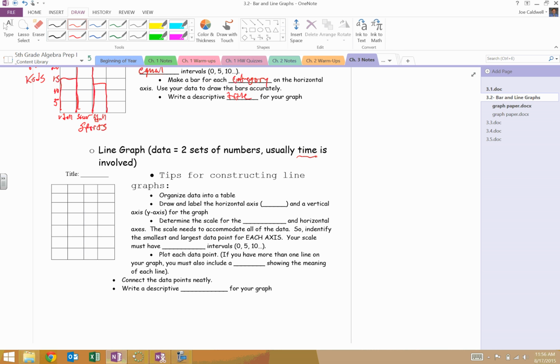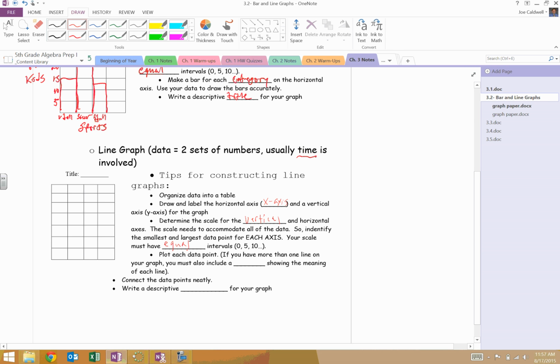You should draw and label the horizontal axis, which is the x-axis, and the vertical axis for the graph. Draw and label. Now, for this one, you need to determine the scale for the vertical, which is y, and the horizontal axis. The scale needs to accommodate all of the data. So identify the smallest and largest data point for each axis. Your scale must have equal intervals.